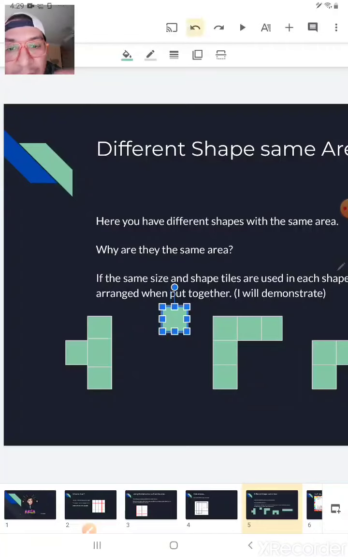Oops, that one kind of changed its size. I don't know why it doesn't let me move it easily.